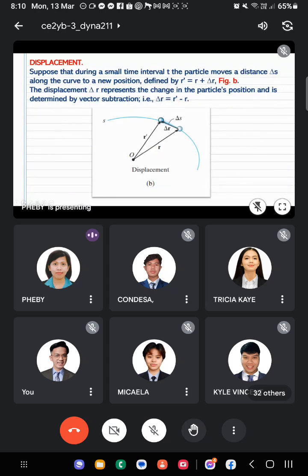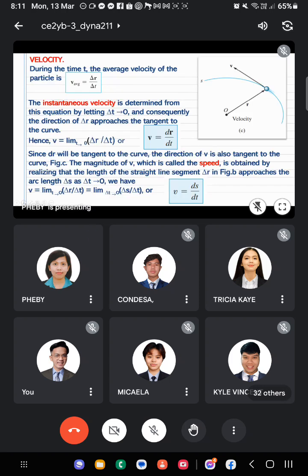Displacement. Suppose that during a time interval t, the particle moves along delta S or change in position defined by R prime, or final R prime, is equal to R plus delta R in the figure. Mabilis lang to class ha, so mas maintindihan nyo kasi to with examples. And for velocity, average velocity is delta R over delta t. So basically class, kung mapapansin nyo, yung kanyang mga formula is just the same with rectilinear motion. Ang pinagkaiba lang dito, we're not studying only straight, no? So meron 2 dimensions siya. Meron siyang x and y component na tinatawag, like dun sa ating projectile motion.